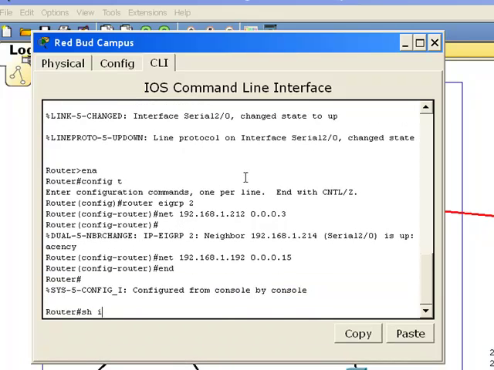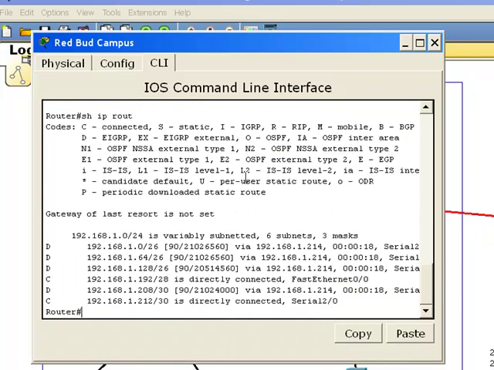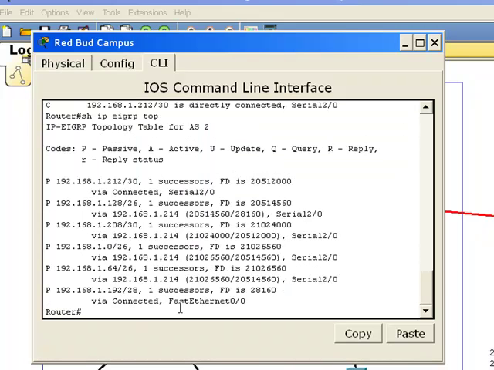Okay, now if I do a show ip route, all these D's are telling me I learned these through EIGRP. And of course, here's my administrative distance, and here are my metrics. There's a nice command also called show eigrp topology, which shows me all my feasible distances and if I have any feasible successors.